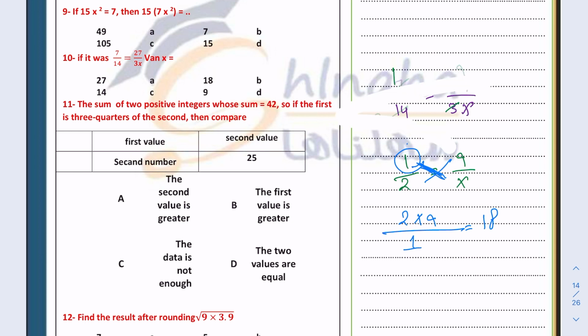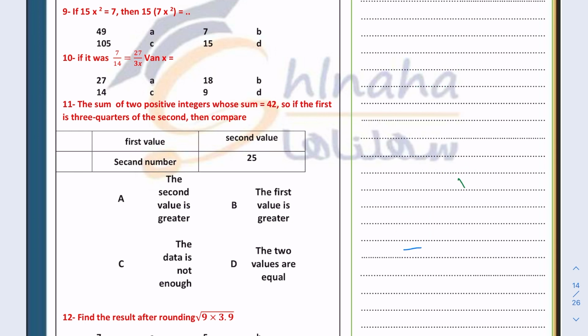Question number 11, which is: the sum of two positive integers is 42. The first one is 3/4 the second one. So I have the first number and the second number. He said 3/4, which means 3 to 4. As I told you, in this type of question, I will find the number of shares. I have 7 shares.